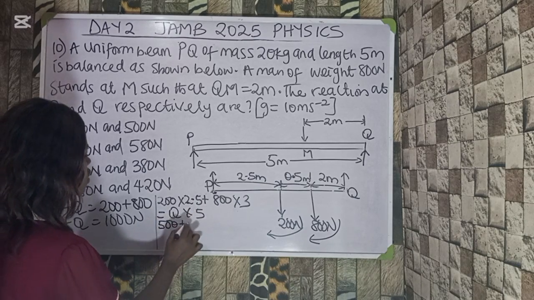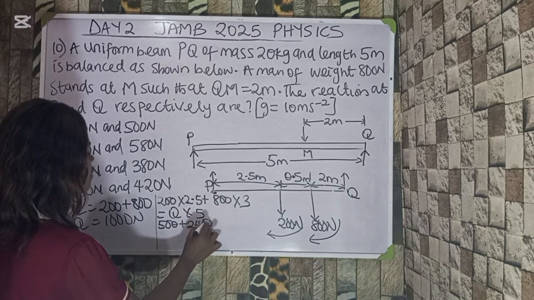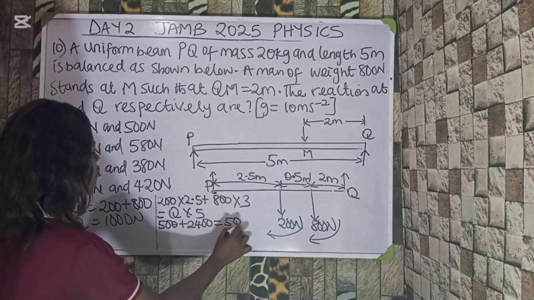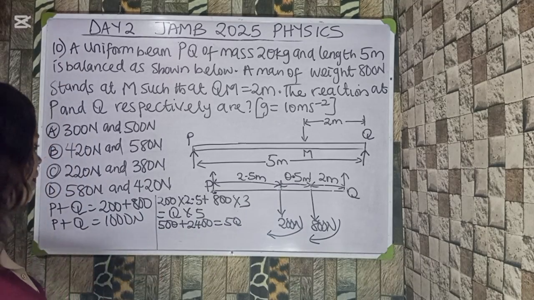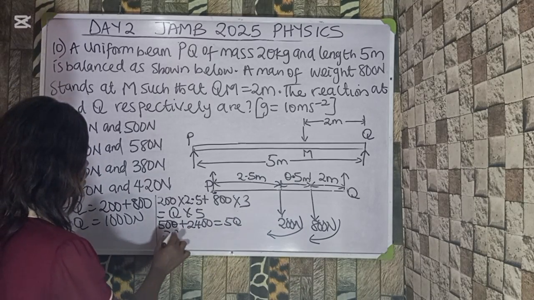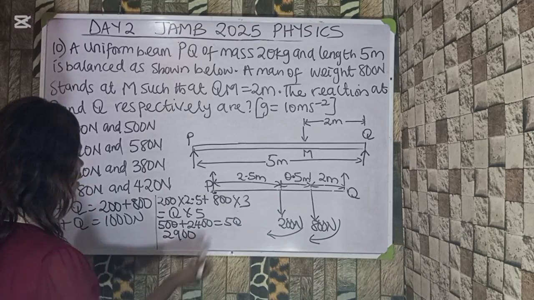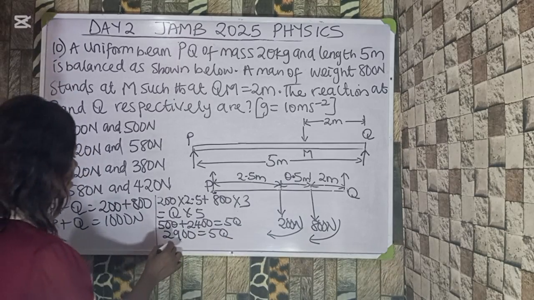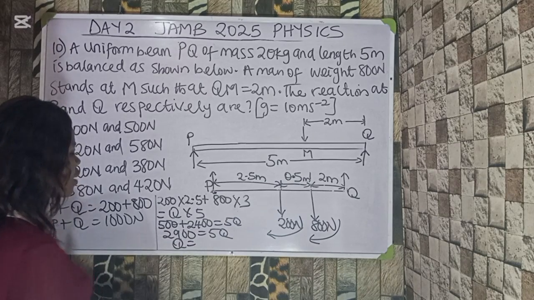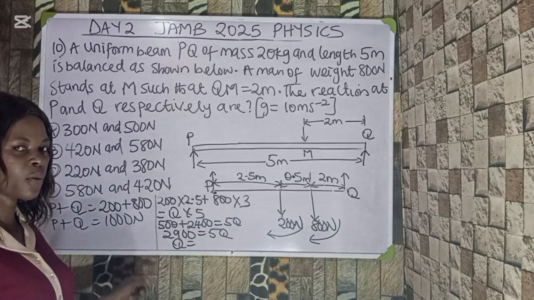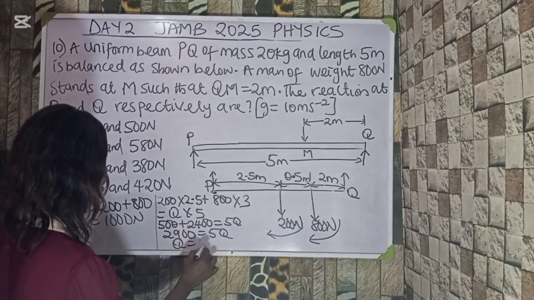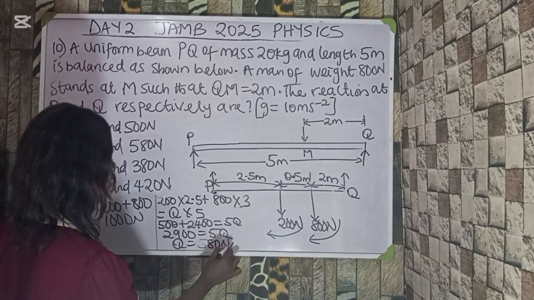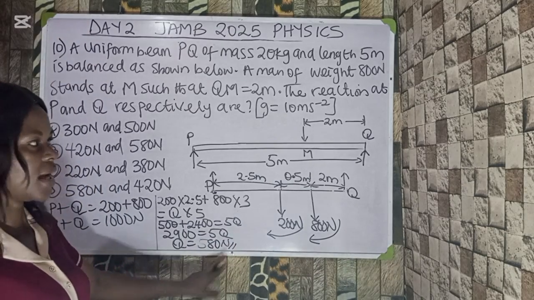And this will give me 500 plus 2400 is equal to 5Q. By the time I add, I'm going to have 2900 equals 5Q, okay? Then my Q is equal to 2900 divided by 5. That is 580 Newton, right? As my Q.